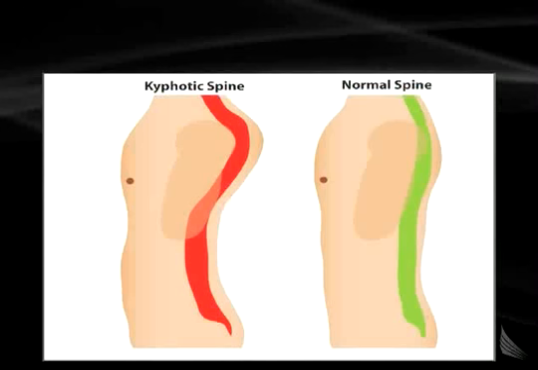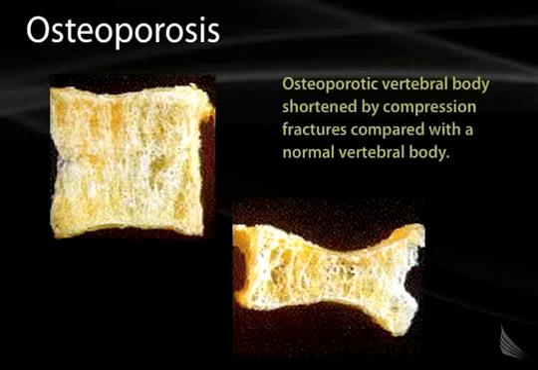This is just an example of a kyphotic spine compared to a normal spine. Note how the spine protrudes inwards towards the abdomen at the bottom, the typical lordotic approach, and then the almost hunchback expansion of the spine in the cervical thoracic region. These are just examples of some osteoporotic vertebral bodies.